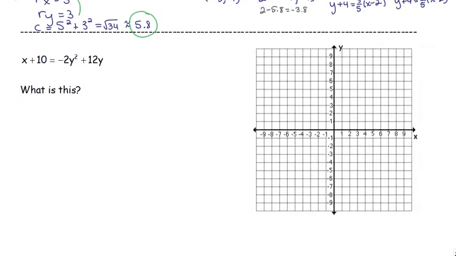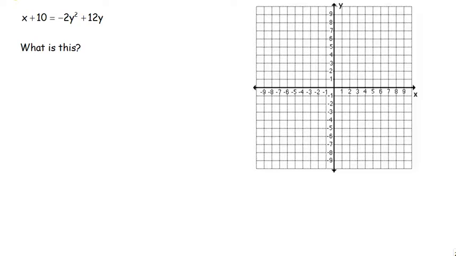x plus 10 is equal to negative 2y squared plus 12y. Well, in this equation, I see that only my y is being squared. If only my y is being squared and not both of them, I know it has to be a parabola. And when I look at this, I see that the y is being squared, so it's going to be an x equals, which means I'm going to have a sideways parabola.